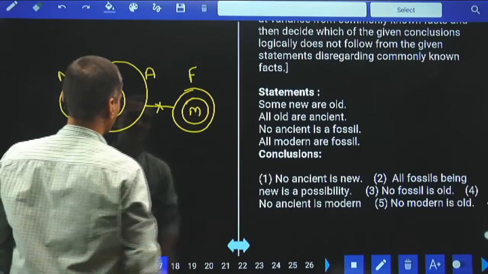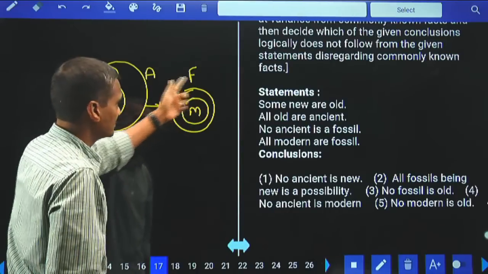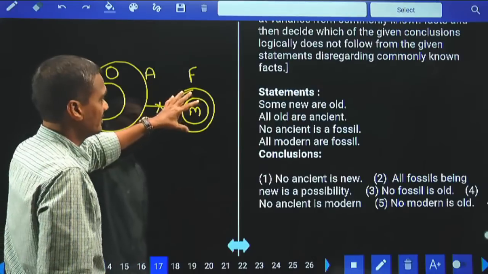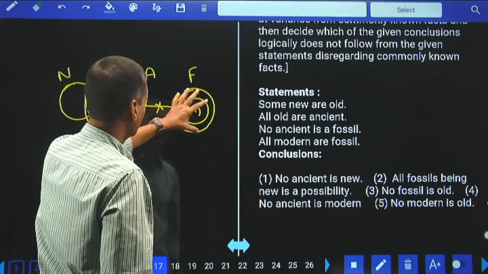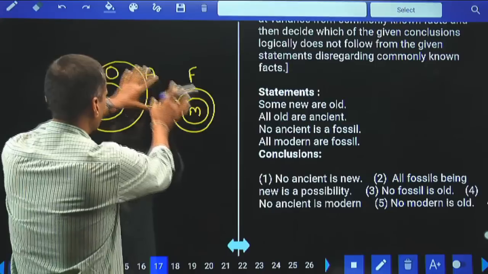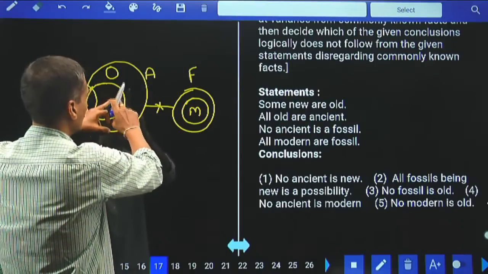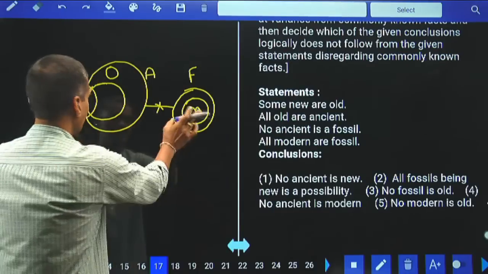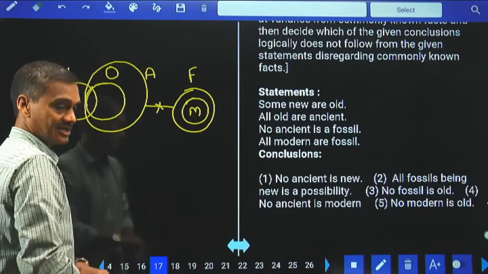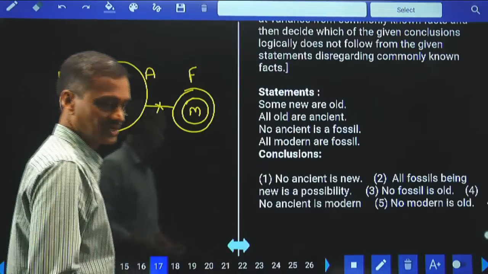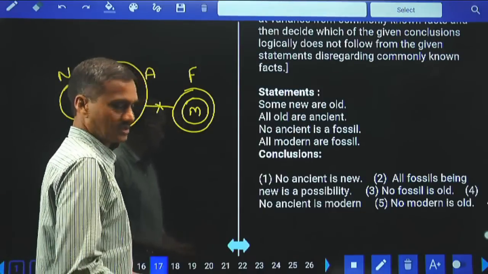Now if you observe here, this ancient should not be intersected with these two, fossil and modern. Hence, fossil and modern should not come into these two areas. Hence, these two cannot be intersected with old and ancient. Now, this one and this one can be intersected like anything, isn't it? Based on some of the conditions. Then, coming to this one.